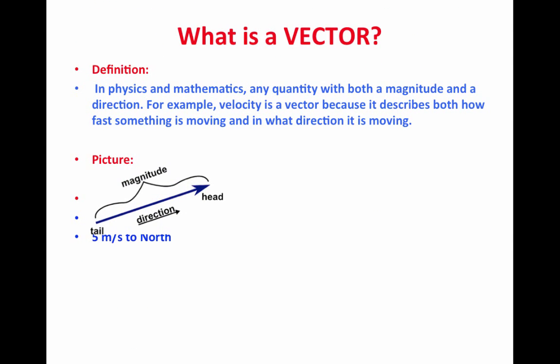What is a vector? In physics and mathematics, any quantity with both a magnitude and a direction is a vector. For example, velocity is a vector because it describes both how fast something is moving and in what direction it is moving. You see the arrows. The arrow has the head, the tail, and the direction. Also, it has the magnitude. For example, 5 meters to north.